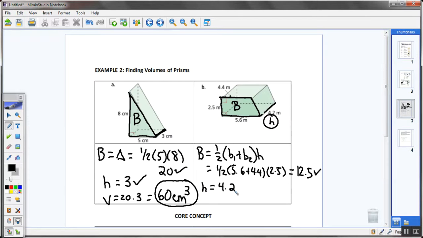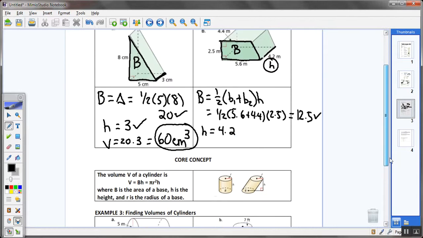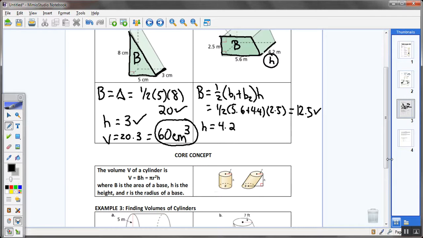You guys tell me what I'm going to do to try and find the volume now. You times 4.2 by 12.5. So my volume is simply going to be 12.5 times 4.2. 52.5. Okay, 52.5. How do you want to label that, kids? Cubic meters. I love it.